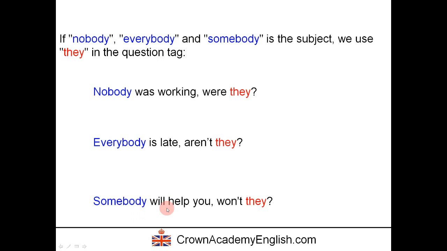And finally, somebody will help you, won't they? So again, somebody is replaced by they, third person plural, in the question tag. Okay? And again, if you want to know the rules for why we say were here, why we say aren't, why we say won't, then I cover all of that in part 1 of this series. So I told you at the beginning it's important that you watch part 1 to understand the 4 rules for the form of question tags. So don't forget to watch that.